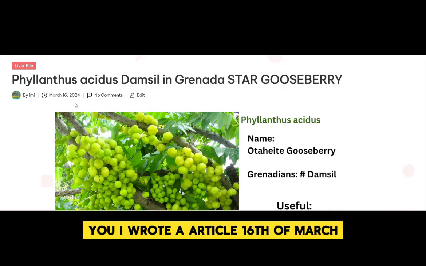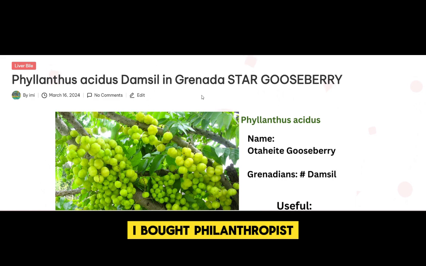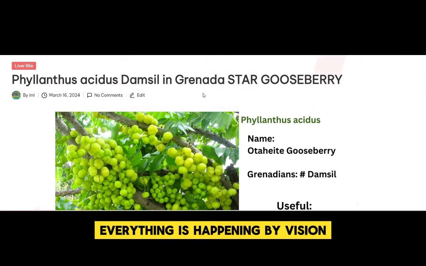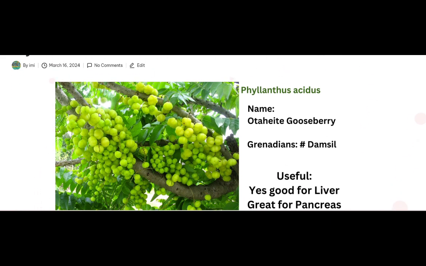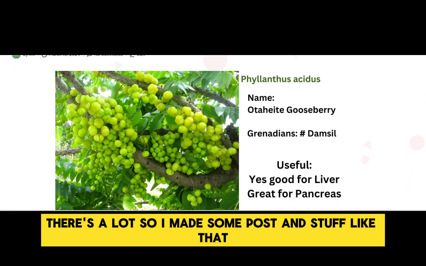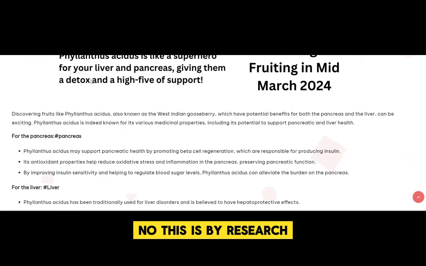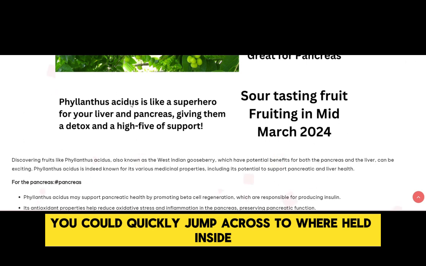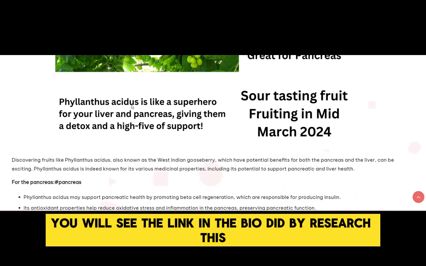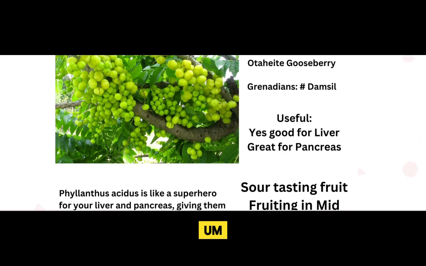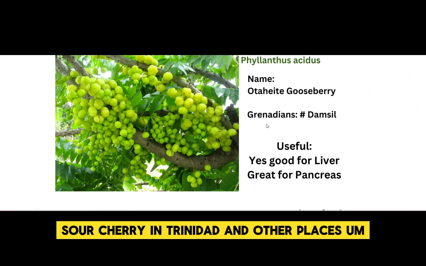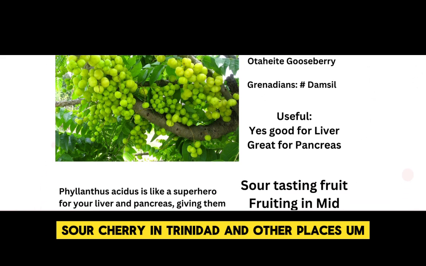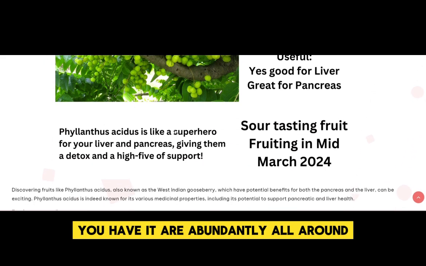I wrote an article on the 16th of March about Phyllanthus acidus, which is called damson in Grenada. I got some damson, again, everything is happening by vision and dreams. I had this inclination that I needed this thing, and there was a lot, so I made some posts and stuff like that. Now, this is by research. You could quickly jump across to AI Health Insight, you will see the link in the bio. This fruit, which we call star gooseberry, damson in Grenada, sour cherry in Trinidad and other places, you have it abundantly all around the place.